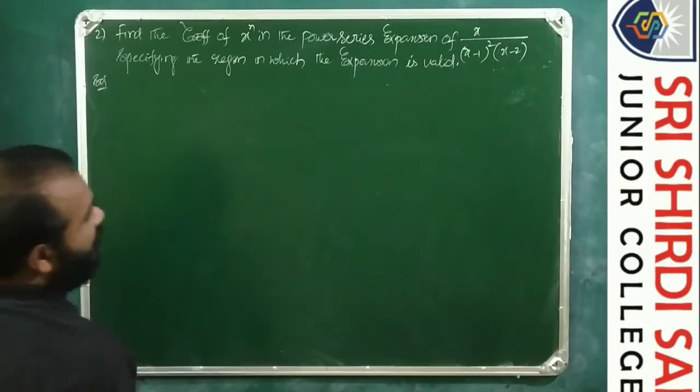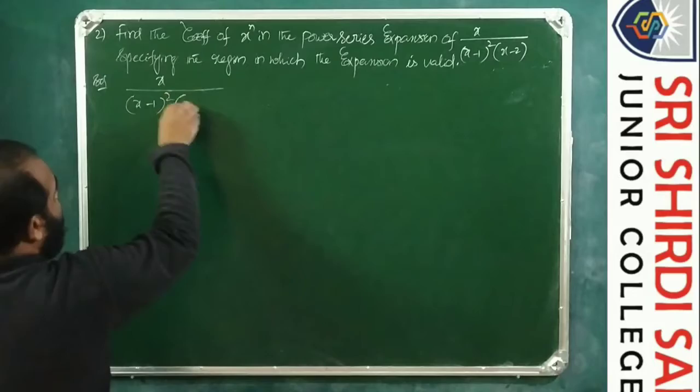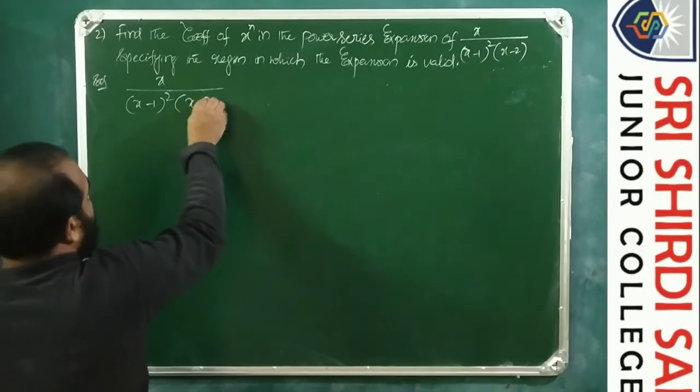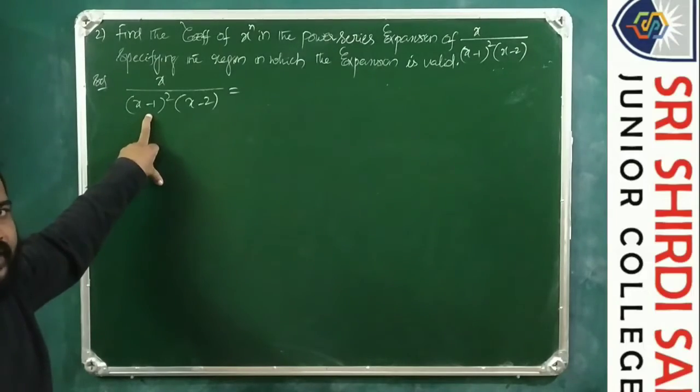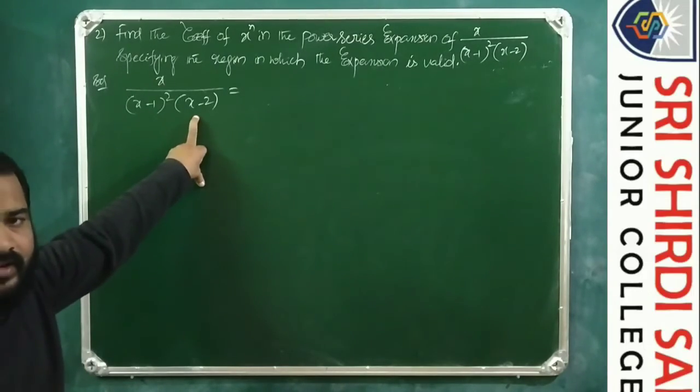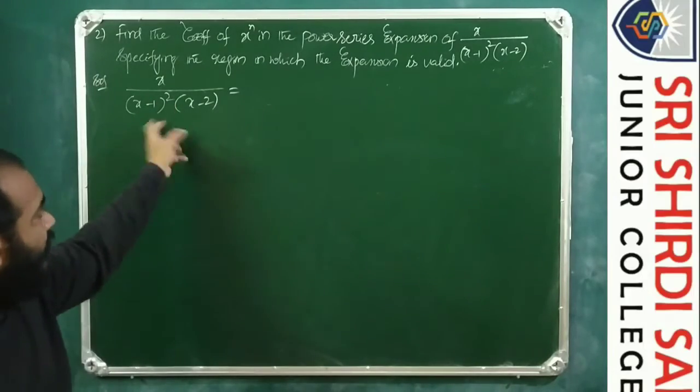So first of all, let us consider x by (x minus 1) whole square into (x minus 2). The denominator contains a repeated linear factor and a non-repeated linear factor, type 2 and type 1. This is the mixed combination of type 1 and type 2.